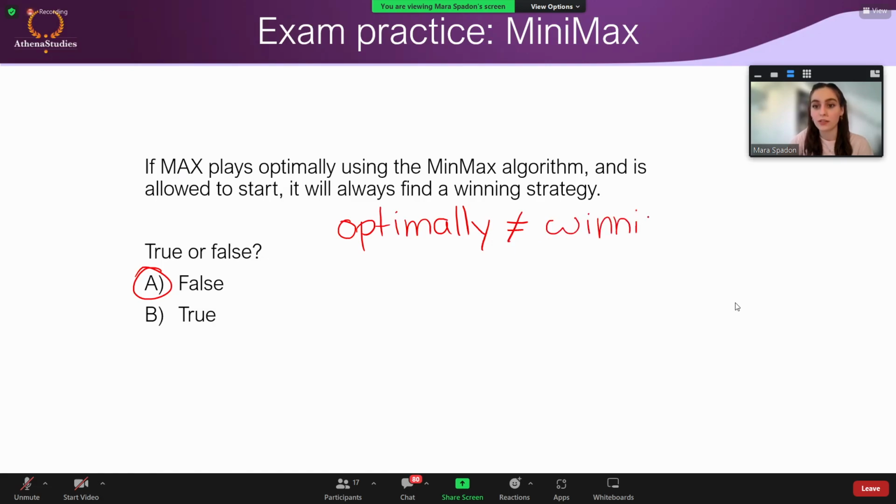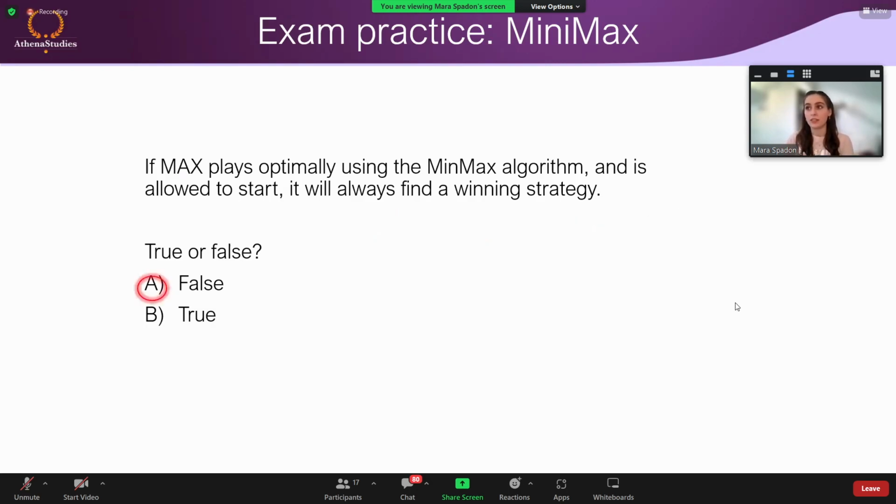Because as was just said, if Max has very bad cards, even if it plays optimally, even if it has the best strategy it can possibly play, if it has bad luck at the beginning because it drew a hand of cards which he just cannot win, it doesn't imply that he will always win. So optimal does not equal winning. And that is why the answer is indeed A. It is false in our case. So that's very important to remember. Optimal does not equal winning.